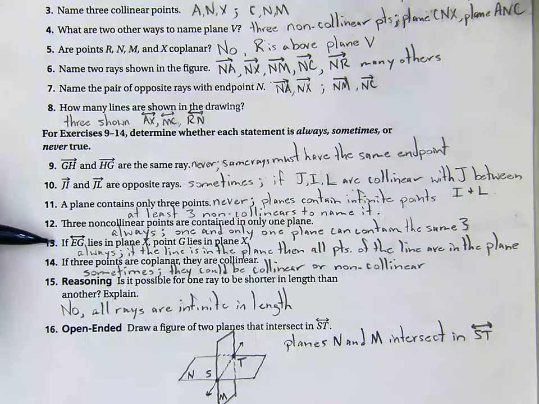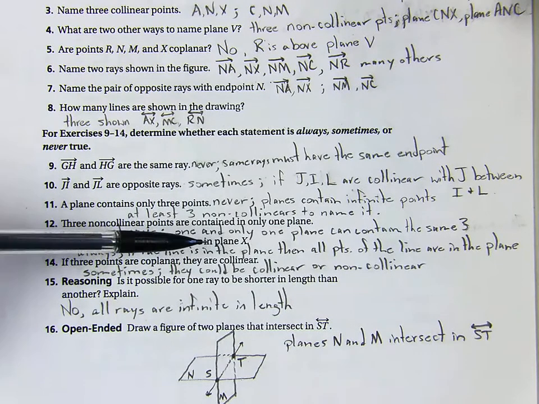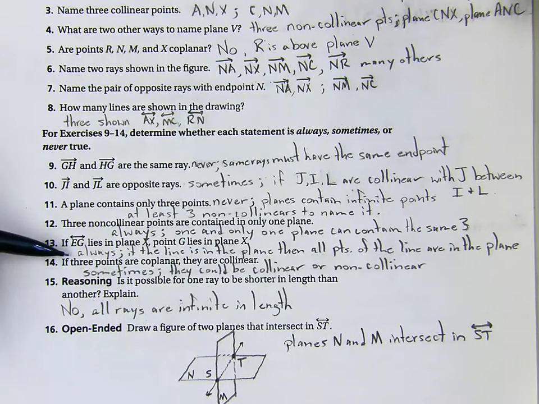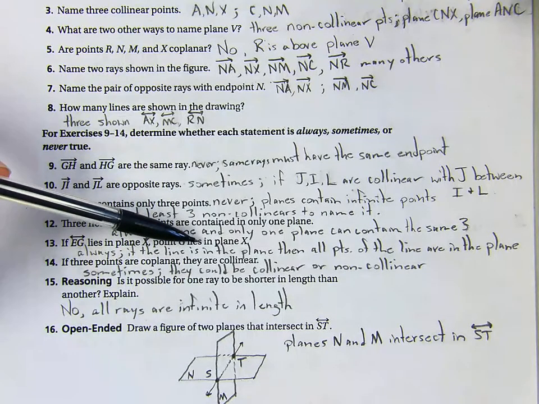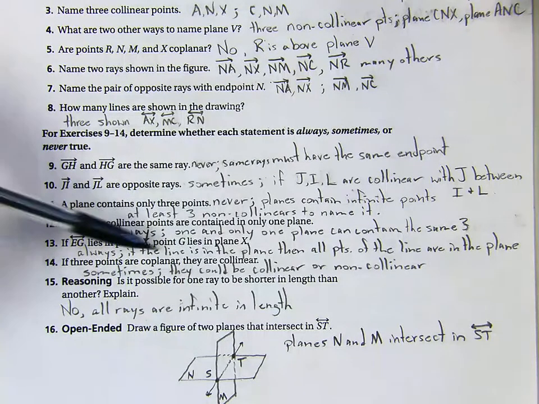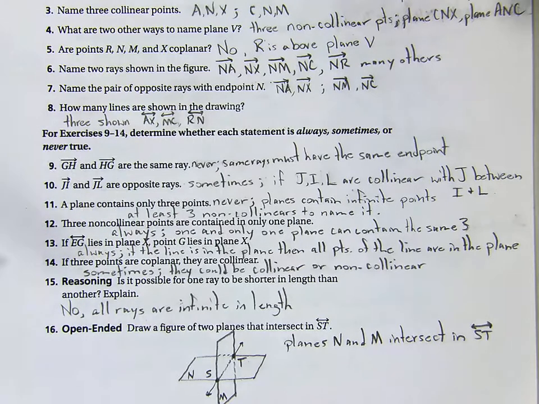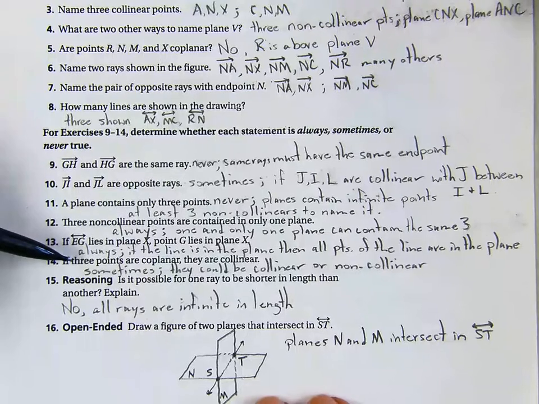All right, number 13, if line EG lies in plane X, then point G lies in plane X. That's also an always. If the line is in the plane, then any point on that line would be in the plane. So if the line is in the plane, then all points of the line are in the plane. So that would be an always answer.